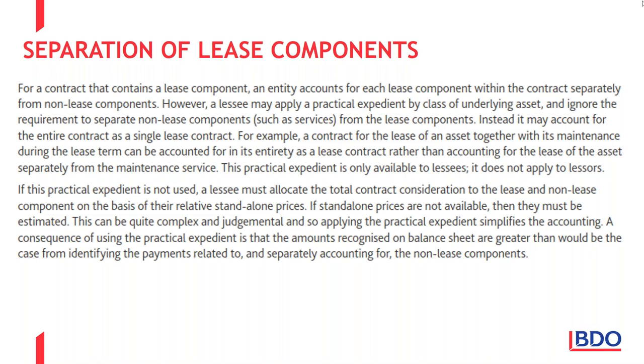Now, this is an interesting one and we see it quite a lot. What it says is for a contract that contains a lease component, an entity accounts for each lease component within the contract separately from non-lease components. However, a lessee may apply a practical expedient by a class of underlying asset and ignore the requirement to separate non-lease components from lease components. So you could, as a practical expedient, decide to keep the two together. For example, a contract for the lease of an asset together with its maintenance during the lease term can be accounted for in its entirety as a lease contract, rather than accounting for the asset separate from the maintenance service.